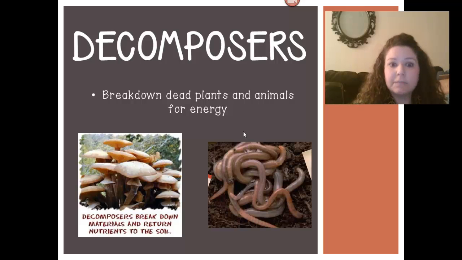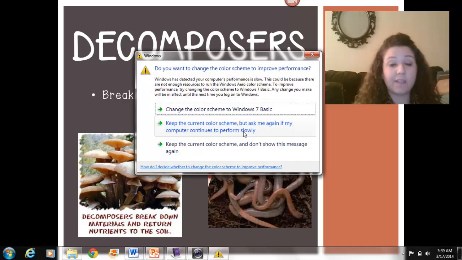The next big part of our food chain that we often forget about but are super important are our decomposers. Decomposers basically break down dead plants and animals for energy. A lot of people forget that decomposers are living things. They are considered biotic factors in our ecosystem. And they're so important because they're going to put back nutrients into the soil. And you know that that's an important part.